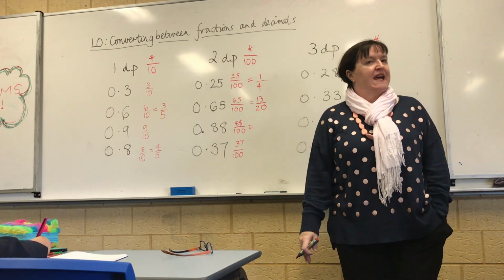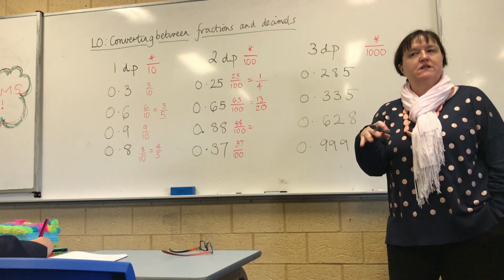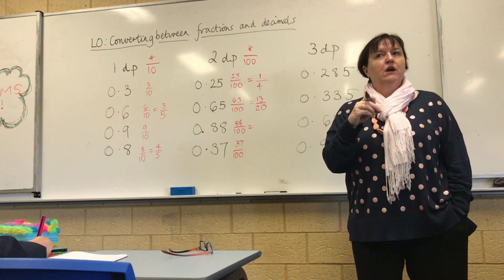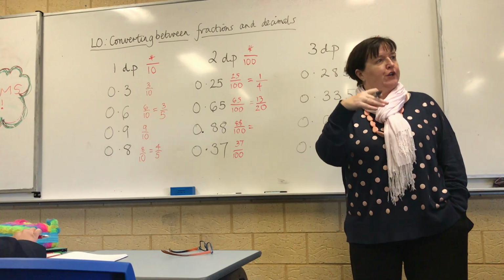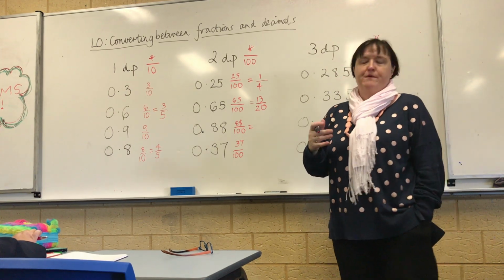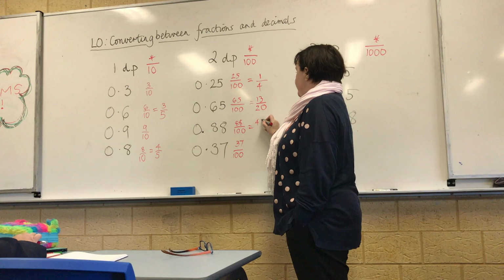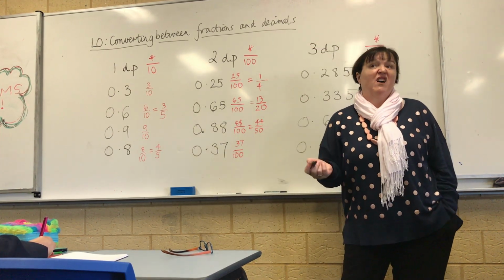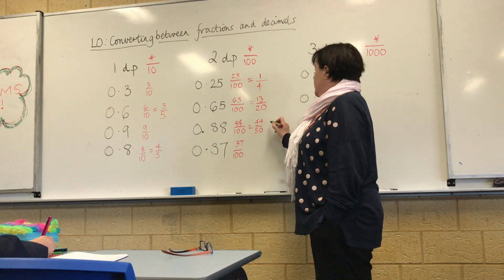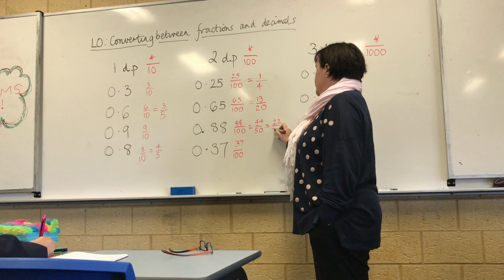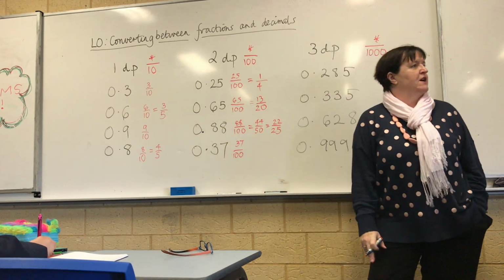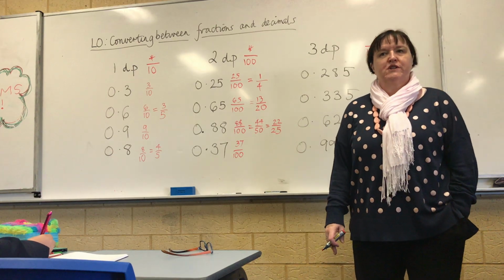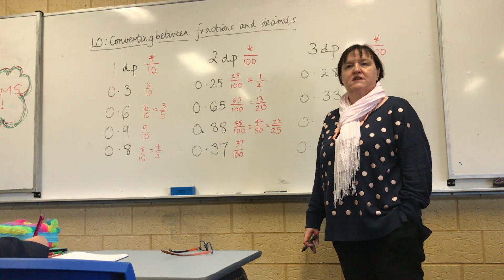Okay, 0.88, 88 over 100. Highest common factor. If you don't know the highest common factor, because they're both even, what can you do? Halve them, that's right. So we've got 44 over 50. And we can halve those again, can't we, to what? 22 over 25, that's right. And that's lowest terms. Okay, the last one, 37 over 100, highest common factor.